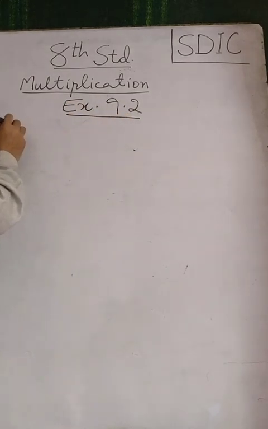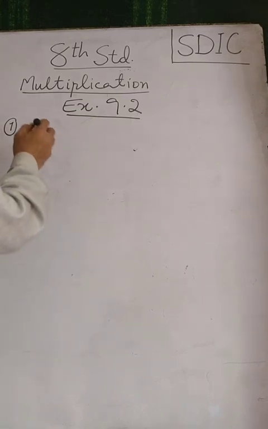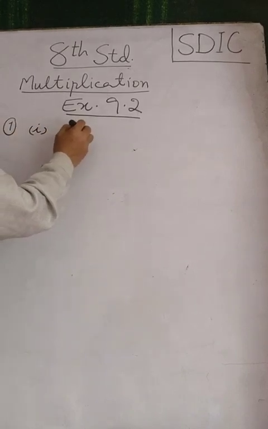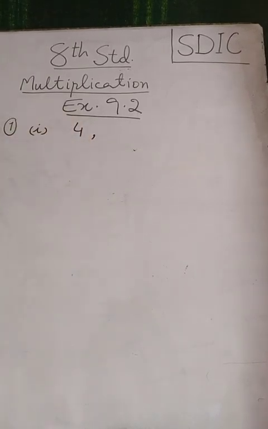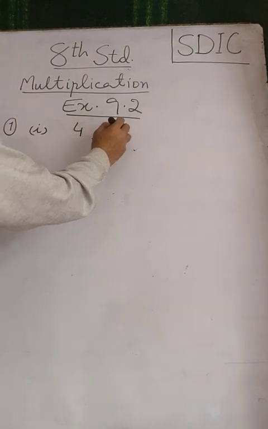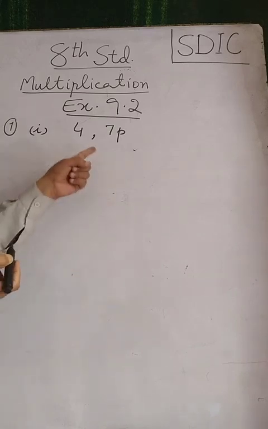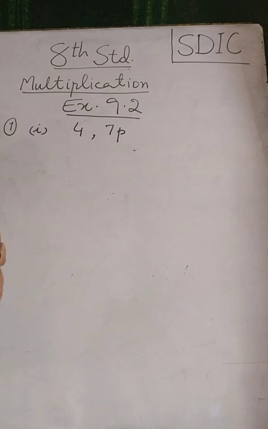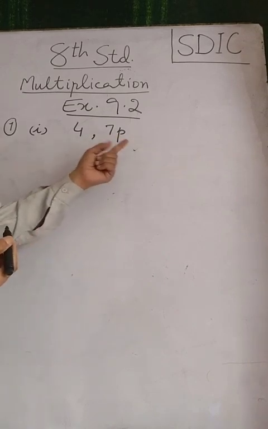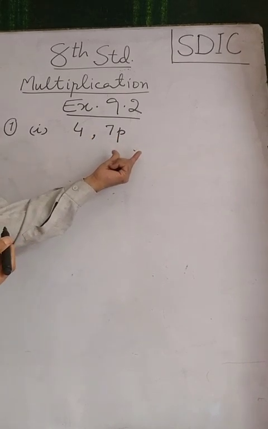Let us begin with question number 1. This question has 5 parts. You have to multiply. We are asked to find the product. Product means multiply. Of the following pairs of monomials. First part. You have to multiply 4 and 7p. The two monomials are separated here by comma. As you have seen in the previous exercise also, where we were asked to add or subtract the expressions, comma would be put to separate the expressions. This comma separates the two expressions. 4 is the first expression, 7p is the second expression.